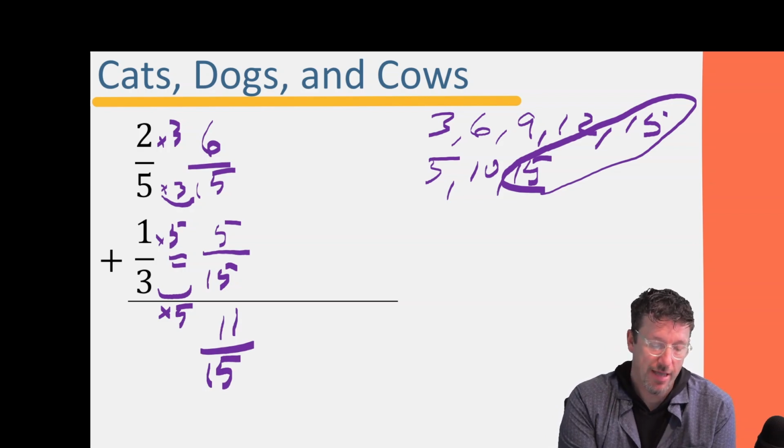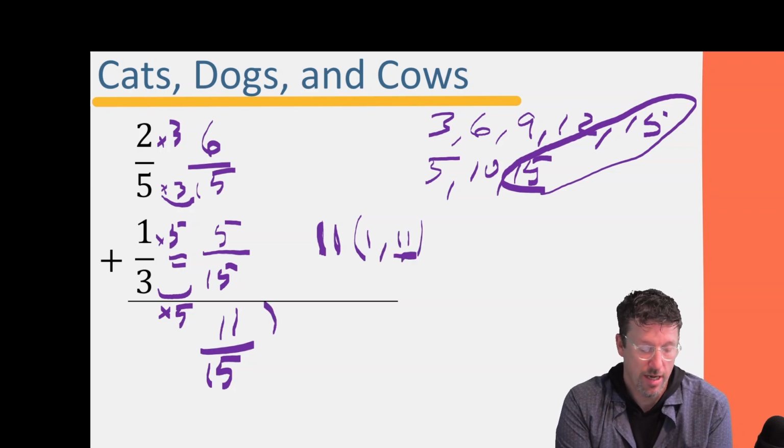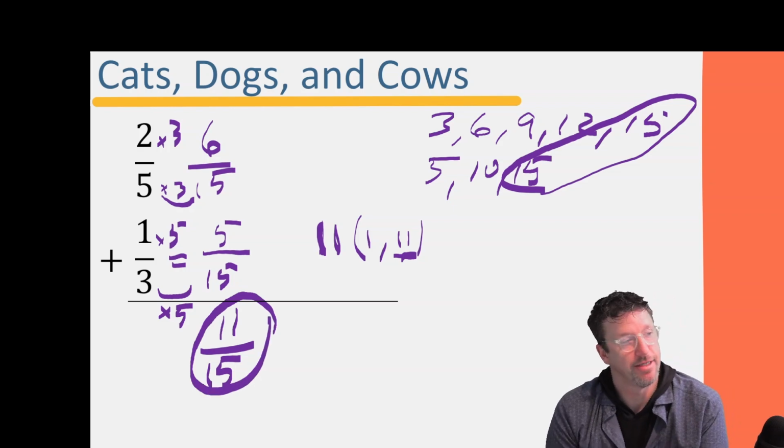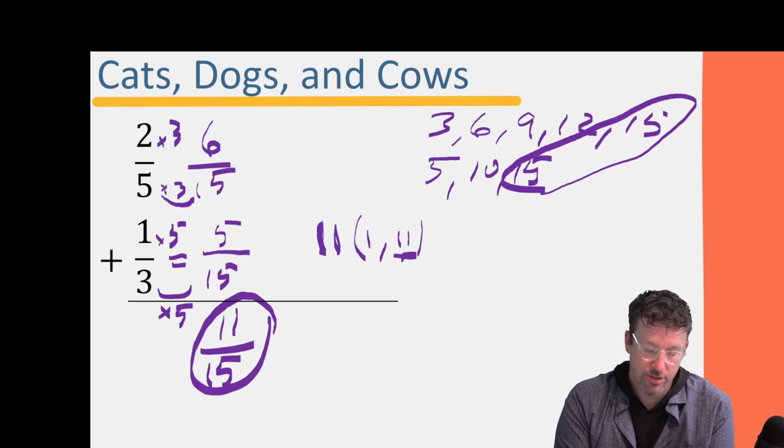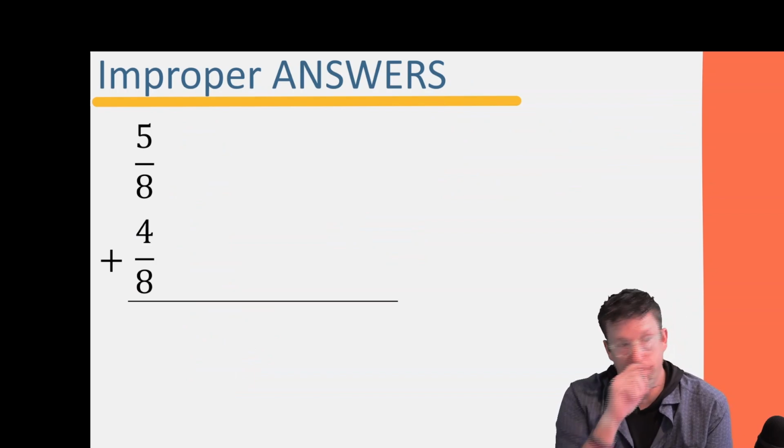11, and we got to simplify, 11 only has 2 things that will go into it. 1 times 11. Will 11 go into 15? No, it will not. So this is our final answer. See how this works? So what happens if you add them together and you get an improper answer?